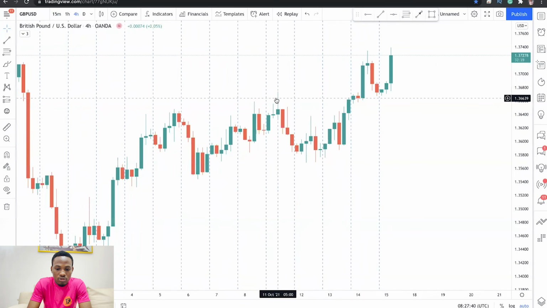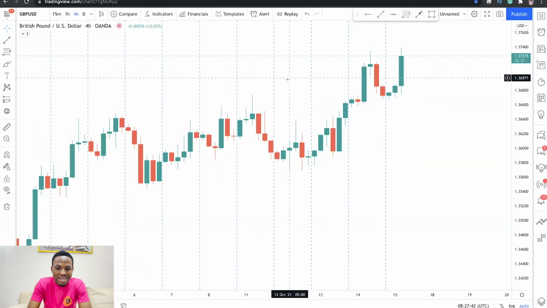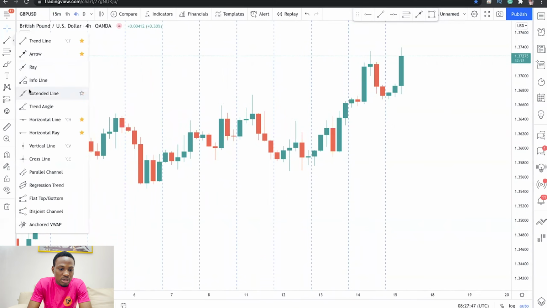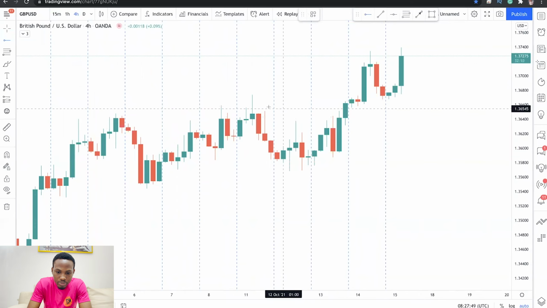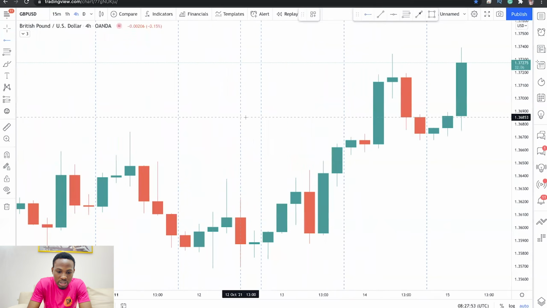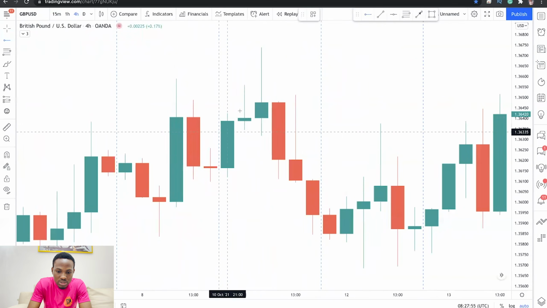So the first two candles to form on Monday, we are going to note their highest point and the lowest point by using this ray button. This is the ray button, horizontal ray. All right, so this is the first and this is the second. Let me zoom in more. This is the first candle, this is the second candle.